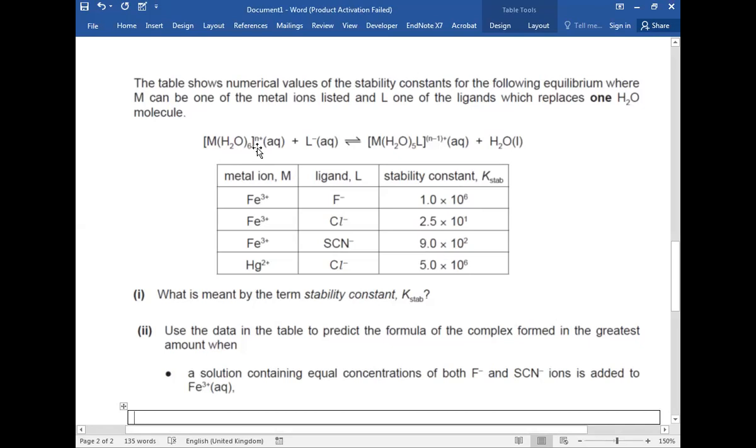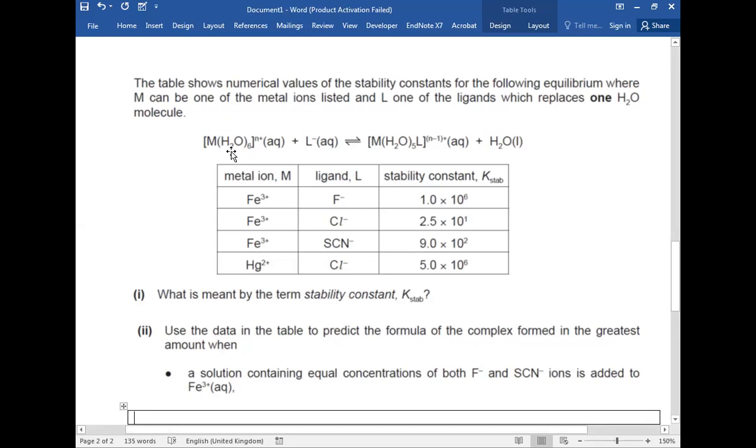They have given you a general ligand exchange equation: the metal M can be any metal with any particular charge. When a ligand comes and exchanges the water ligand, it forms a particular complex and releases the water molecule. The stability constant they have given you like this. So the generalized equation is written above. Is this clear?